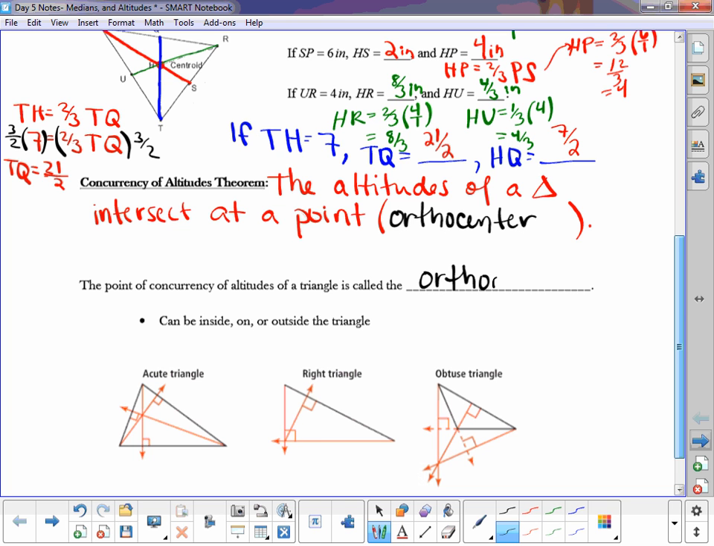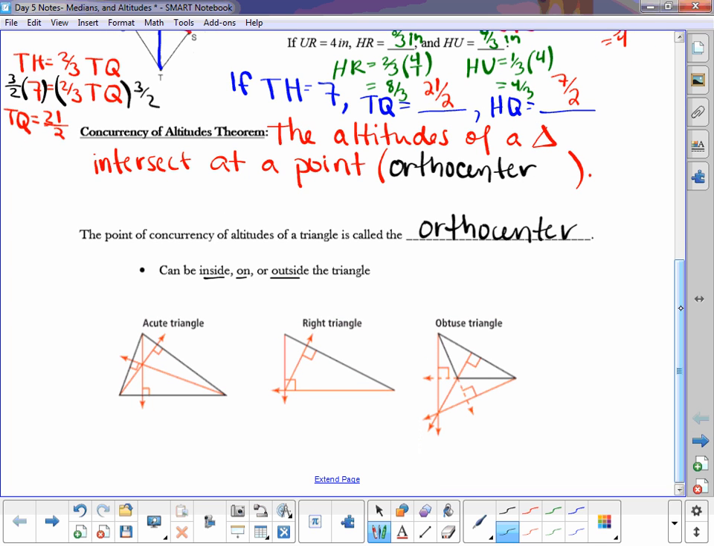Now, what's interesting with my orthocenter is that it can be inside, outside, or on the triangle. What other point of concurrency is similar in that way? Circumcenter. The circumcenter also could be all around. So I went ahead and grabbed this picture for you guys that nicely draws out what an acute triangle, right triangle, and obtuse triangle situation looks like with our orthocenter. So here in my acute triangle, the orthocenter is always inside the triangle.